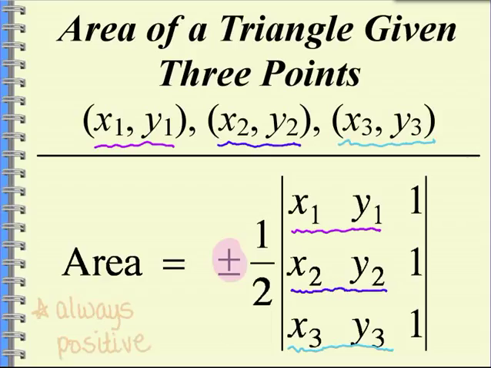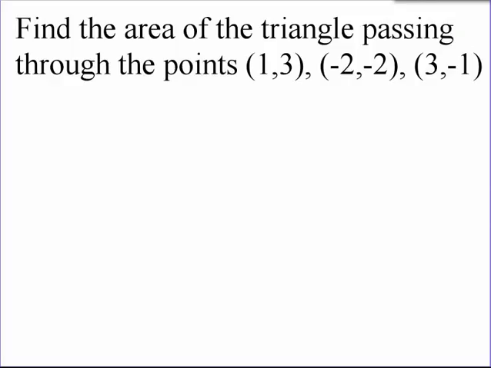So now in this next example, what I need you to do is get out a sheet of scratch paper and make sure you write this matrix down, because I'm going to show you how to do this on the calculator. So it says find the area of the triangle passing through the points 1, 3, -2, -2. As I said, you're going to want to jot this down, because otherwise you're not going to remember the points you need to enter in.